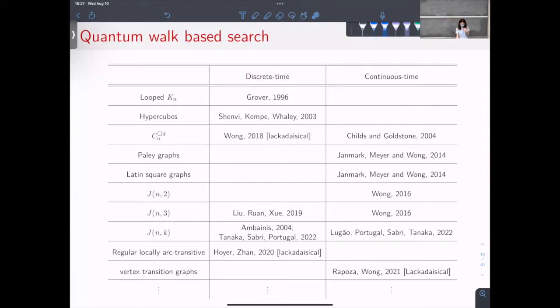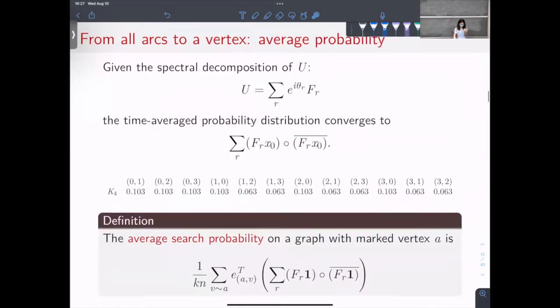By the way, both continuous-time and discrete-time quantum walk-based search have been studied. But I want to look at not the instantaneous probability, but the average probability, because this one has a nicer expression in terms of the eigenprojections. So we know every eigenvalue of a unitary matrix lies on the unit circle. So I can write it as e to the i theta_r for some angle theta_r. And let F_r be the orthogonal projection onto this eigenspace. Then U can be written as a sum of these e to the i theta_r times F_r.